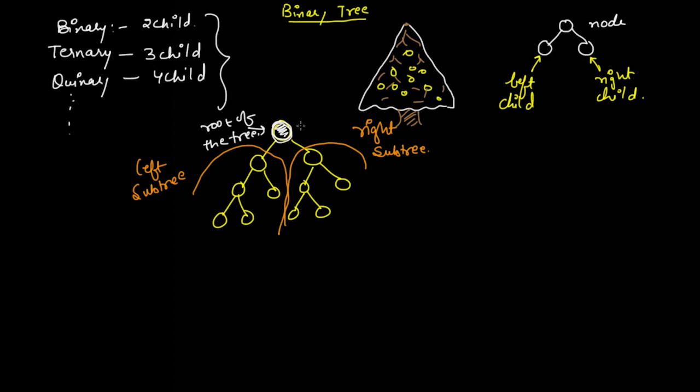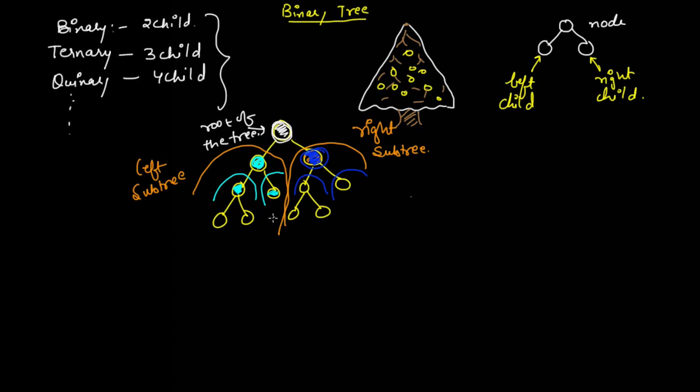Because this node has two children, for this node this is the left child and this is the right child. Now if we talk about this particular node, for this node this is the left subtree and this is the right subtree. For every node we may have a left subtree or a right subtree, and it is not necessary that every node has a left child or a right child.